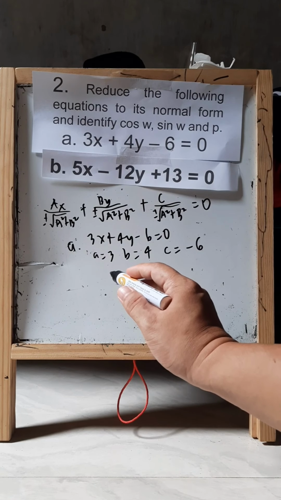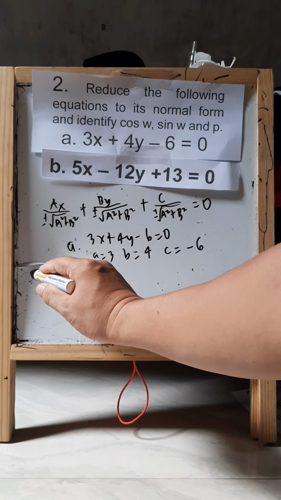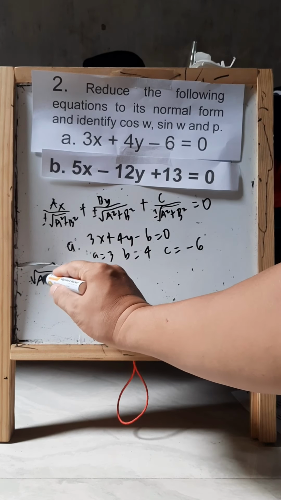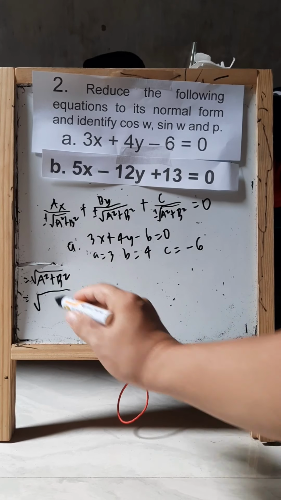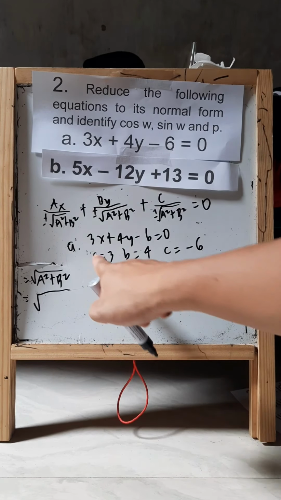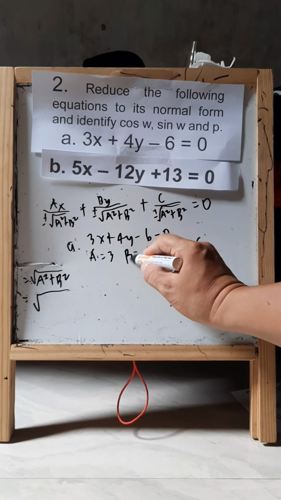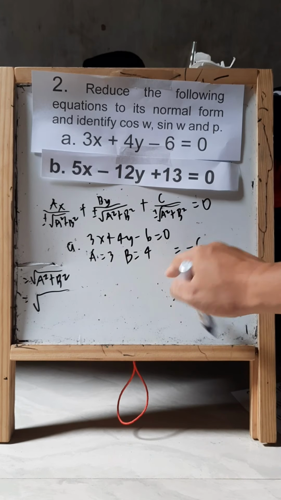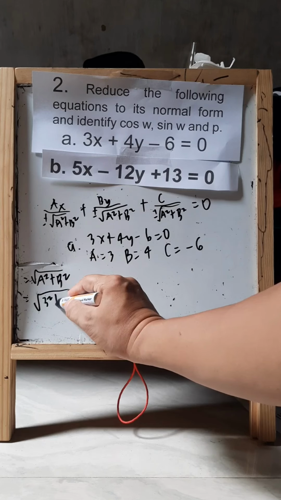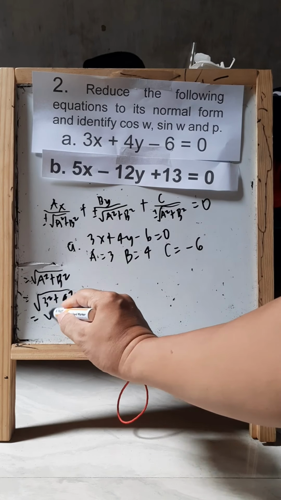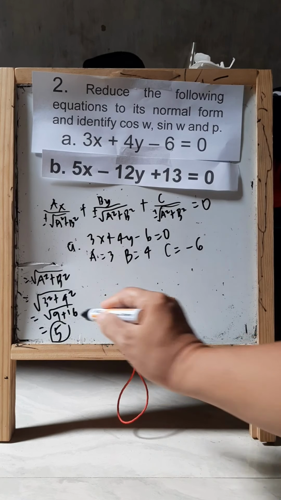So right here, yes, positive. So what is the value of square root of a squared plus b squared? Let us first solve. What is a? By the way, this is capital A, because small a is the x-intercept and small b is the y-intercept. So capital A because it is the general form. So 3 squared plus 4 squared is 9 plus 16. Square root of 25 is 5.